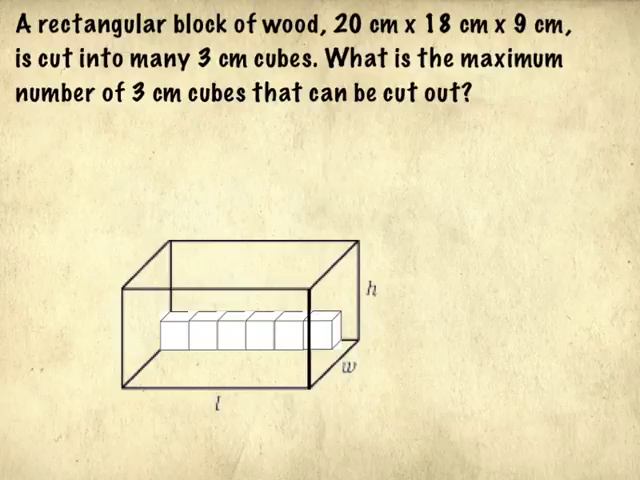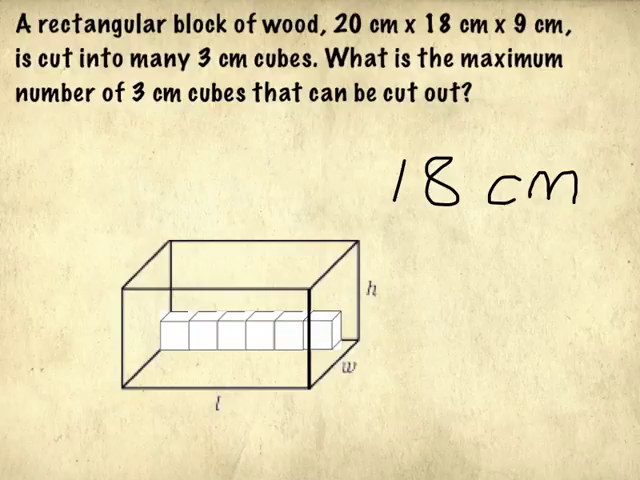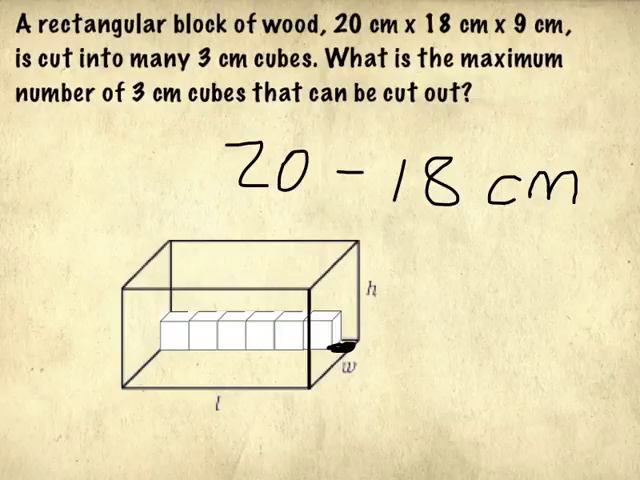So here's my cubes. Each one is 3 centimeters, so I have 3, 6, 9, 12, 15, 18 centimeters across. But of course my box is 20 centimeters long, so I'm going to have a space right here that is going to be 20 take away 18, a 2 centimeter space.